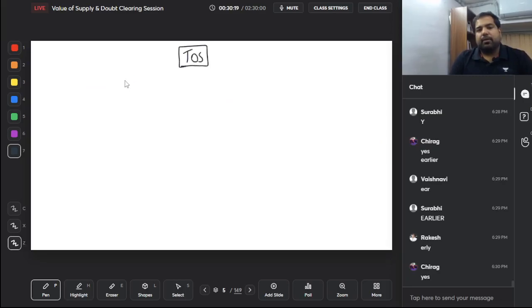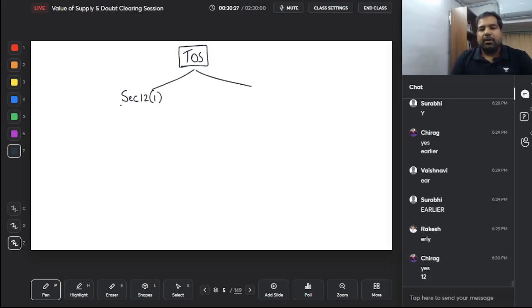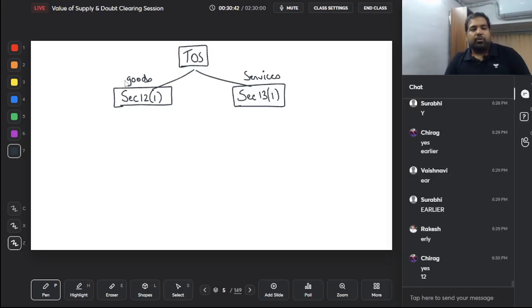Time of supply has two parts. Time of supply of goods is section 12, and 12.1 simply says if you are looking for time of supply of goods, come to my section. And section 13.1 says that if you are looking for time of supply of services, like a CA firm, please come to my house.